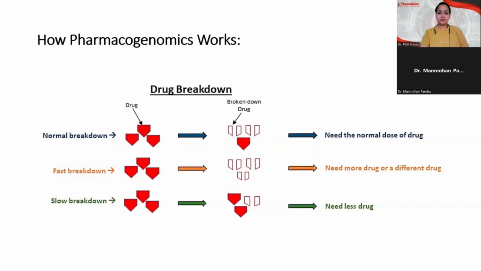If there is a slowdown of drug breakdown, that is, if the person is a poor metabolizer or intermediate metabolizer, we need less drug. Because the metabolism won't be there, the drug will accumulate in the body and cause toxicity, so we need less drug.